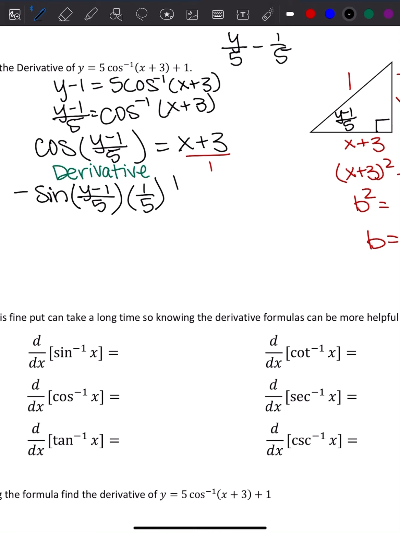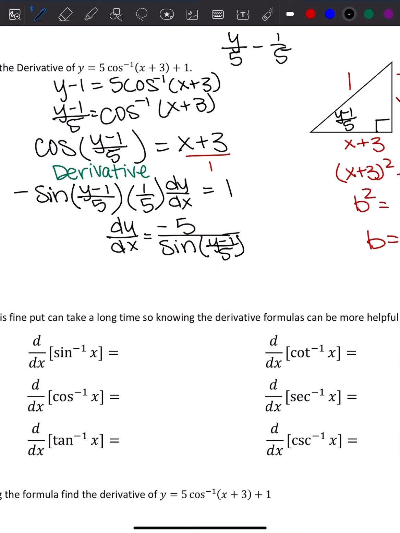We also need to multiply this by dy over dx. The derivative of x plus 3 is 1. So now we're going to move stuff over. I'm going to multiply both sides by 5, and divide both sides by the negative sign. Doing so, we get dy over dx is equal to 5 divided by sine of y minus 1 over 5.